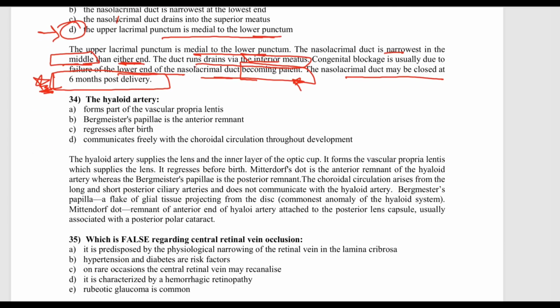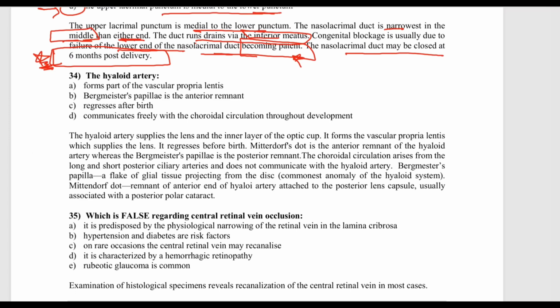The next question is about the hyaloid artery. The options are: forms part of the vasa propria lentis; Bergmeister papilla is the anterior remnant; it regresses after birth, and it communicates freely with the choroidal circulation through development. So the correct option here is option A: it forms part of the vasa propria lentis.